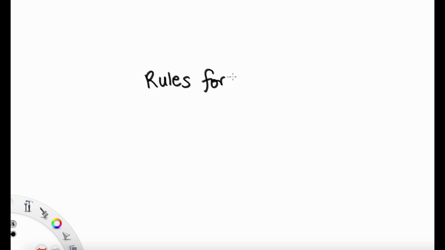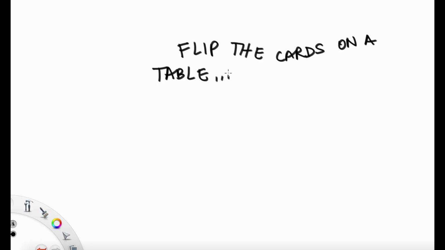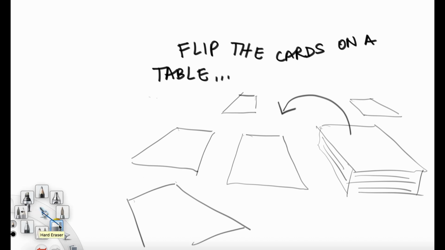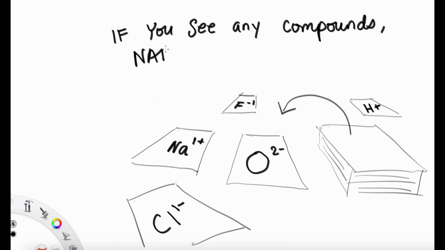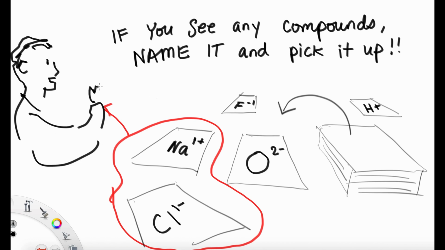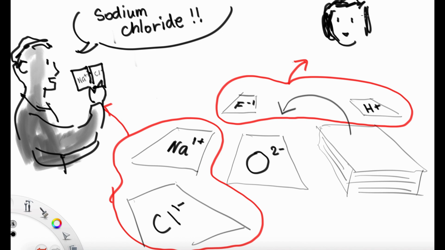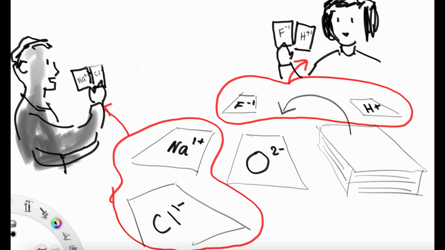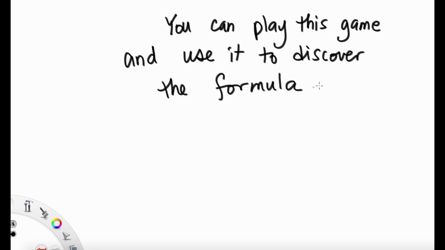So the rules of the game of compound: first, have the deck of cards facing down and flip the cards on a table. And you look at the ions, and if you see any compounds, you just name it and pick it up. So if you're playing with somebody else, one person can shout sodium chloride, and then another person can pick up cards and say hydrogen fluoride. You can play this game and use it to discover the formula of compounds.